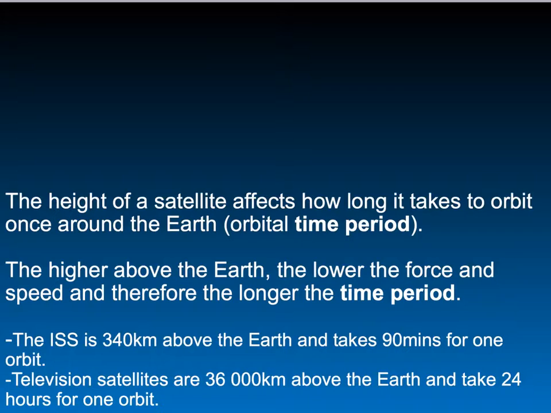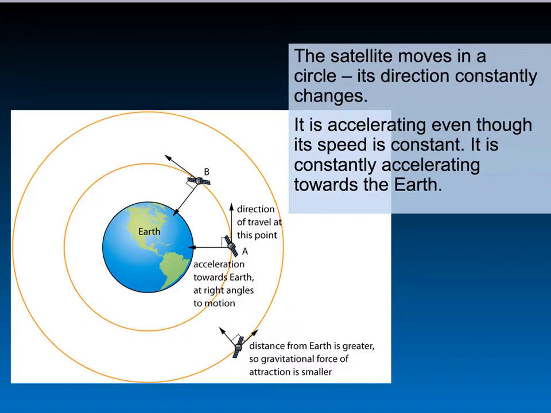Okay, now the satellites we use for television and telecommunications are higher up. They are 36,000 kilometres above the Earth. They take 24 hours to complete one orbit of the Earth. Okay, so we can see in this diagram here that this satellite is a greater distance from the Earth, so the gravitational force of attraction is smaller, so it takes longer to complete its orbit around the Earth.